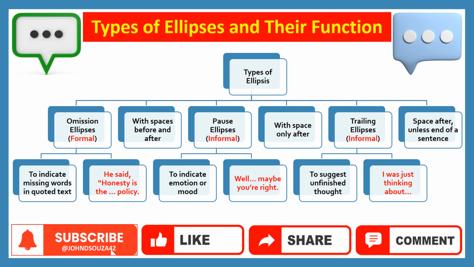Depending on their function, ellipses are categorized into 3 types: omission, pause, and trailing. In formal writing, ellipses are used to indicate that a portion of a quotation has been omitted, with spaces before and after. In informal writing, they indicate a pause in storytelling or suggest an unfinished or trailing thought, with a space after the ellipsis, unless it appears at the end of a sentence.